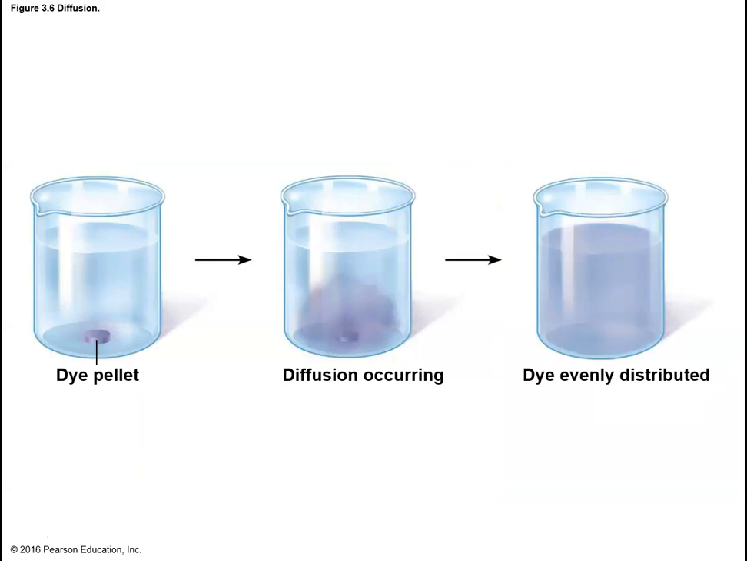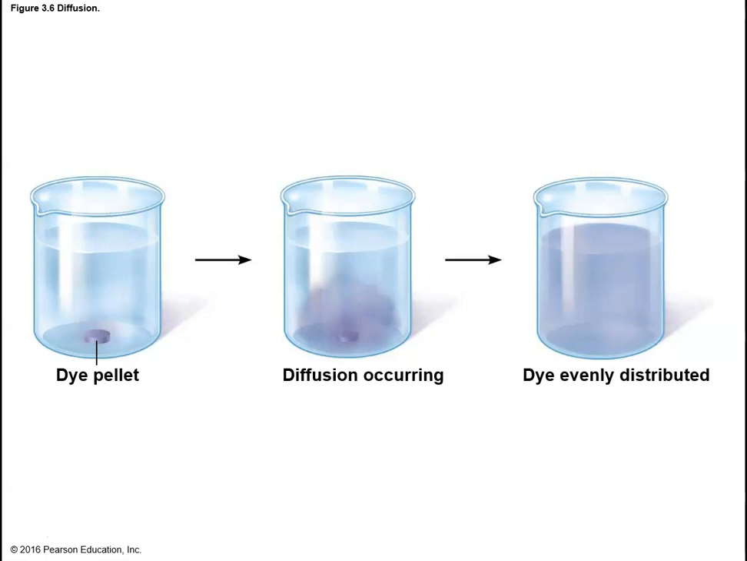Some of the functions that go on within a cell or perhaps across the membrane of a cell, one of those is called diffusion. Diffusion is basically the movement of particles from an area of high concentration to an area of low concentration, because really all chemical and biological systems want equilibrium. They want to be balanced. They want to be equal everywhere.